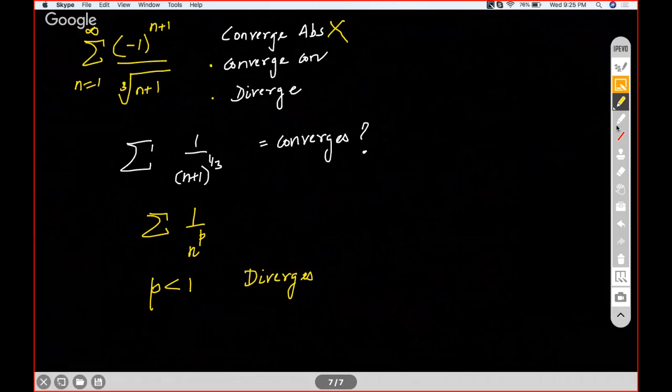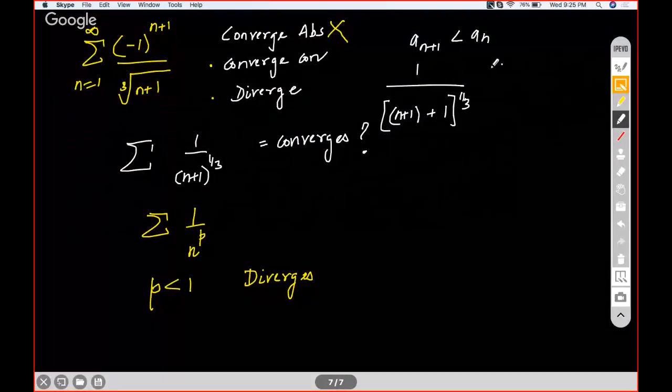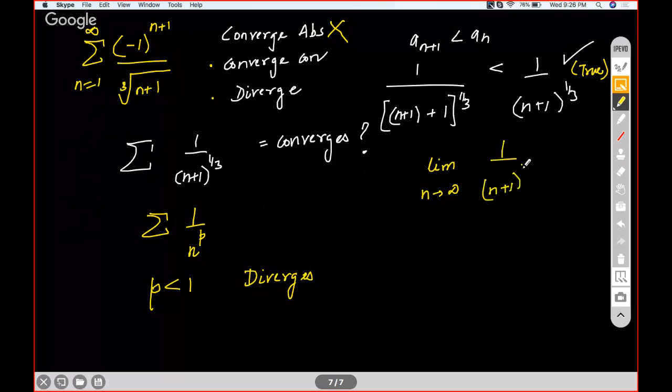Now let's check the alternating series test conditions. That is, a(n plus 1) less than a(n)? That means 1 by cube root of (n plus 1 plus 1) is less than 1 by cube root of (n plus 1)? Yes, this is correct. This is true because the base here is bigger. And the limit is 0. And what about the limit n tending to infinity of 1 by (n plus 1) whole cube root? Absolutely, this is going to be 0. So yes, it is converging. It is a convergent series, but because the positive counterpart is divergent, we will call it conditionally convergent.